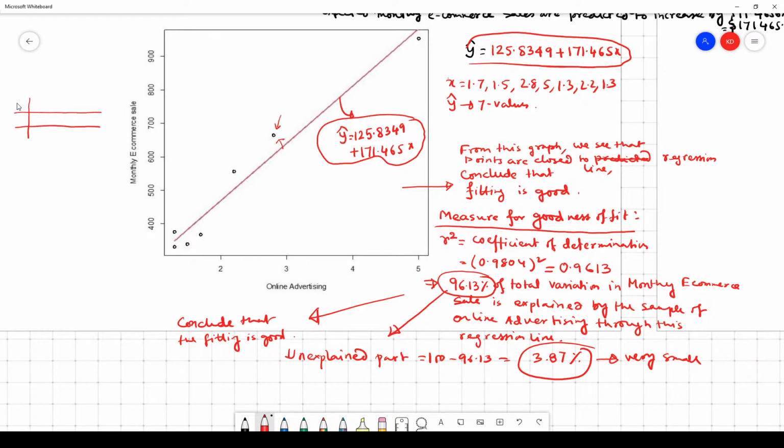Okay, so x is your 1.7, 1.5. For a straight line, you need only 2 points. This is enough for you. So you choose two extreme points, the minimum point and the maximum point. If you look at the points, I think the minimum is 1.3 and the maximum is 2.8.